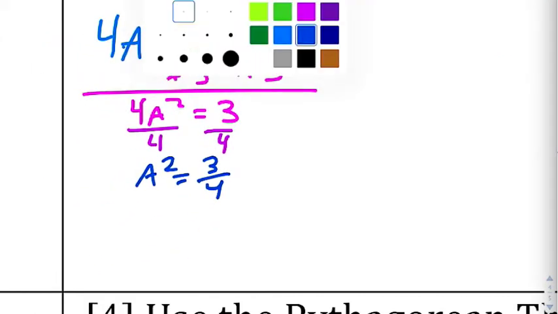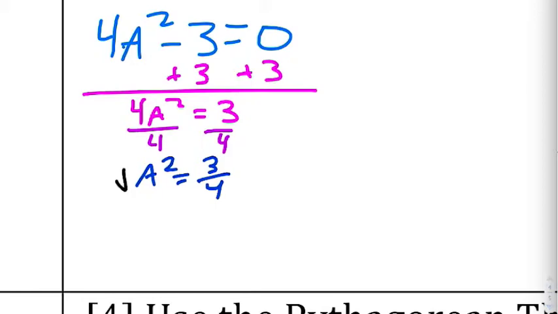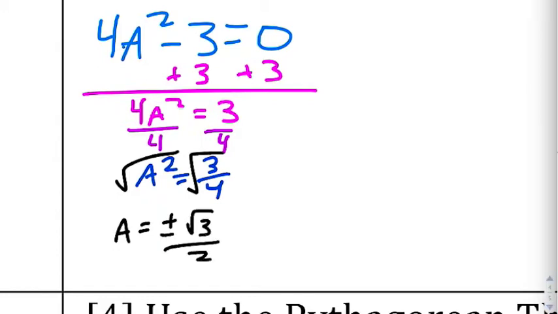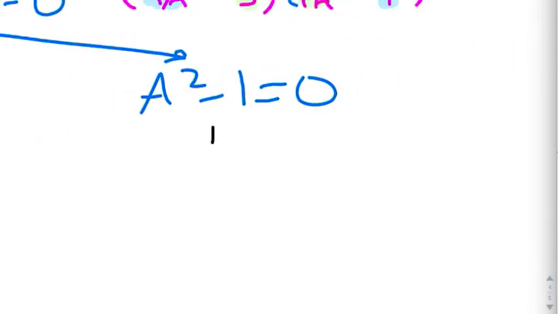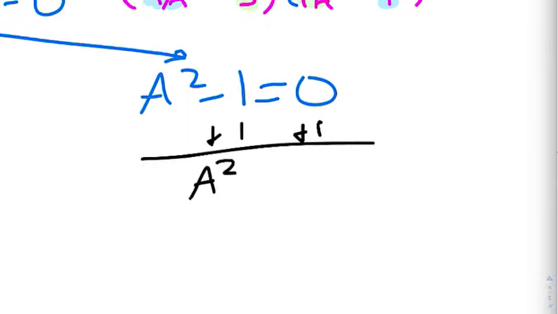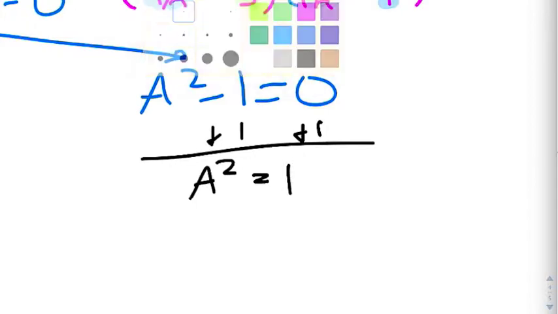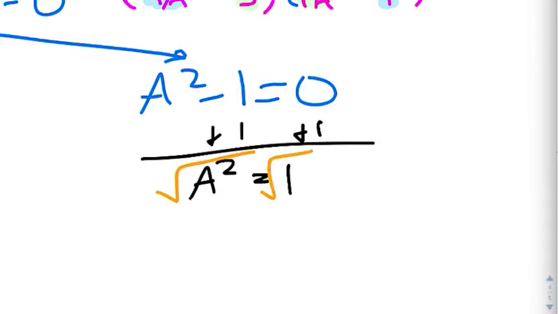And so, of course, last step, let's square root. And so we end up with a is equal to plus or minus square root of 3 over square root of 4, which would be square root of 3 over 2. Okay, we'll revisit that in a second. Let's go over here and solve this one. This one's actually going to be a little faster. So here we have plus 1, here we get plus 1. And so we end up with a squared is equal to 1. So if we square root both sides, we end up with a is equal to plus or minus 1.